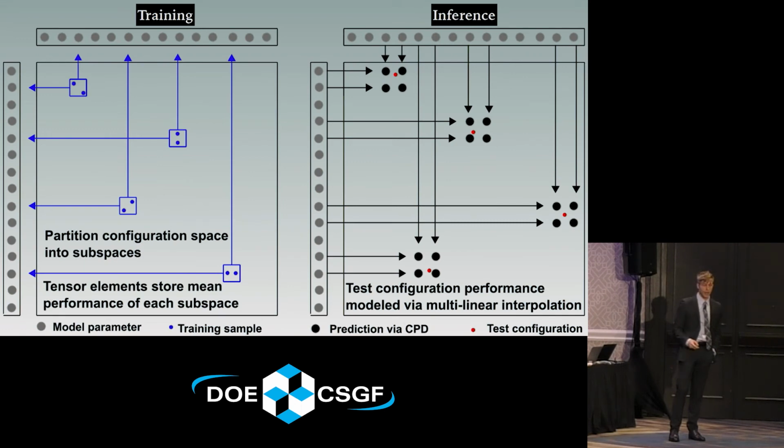And so one other assumption is that we're able to place a tensor element for every configuration, and that's also not scalable. So instead, we partition configuration spaces, and all training samples that are mapped within a subspace, we perform a sample mean on those execution times, and that reflects the tensor element. And then come inference time, we perform multilinear interpolation of the completed tensor elements.